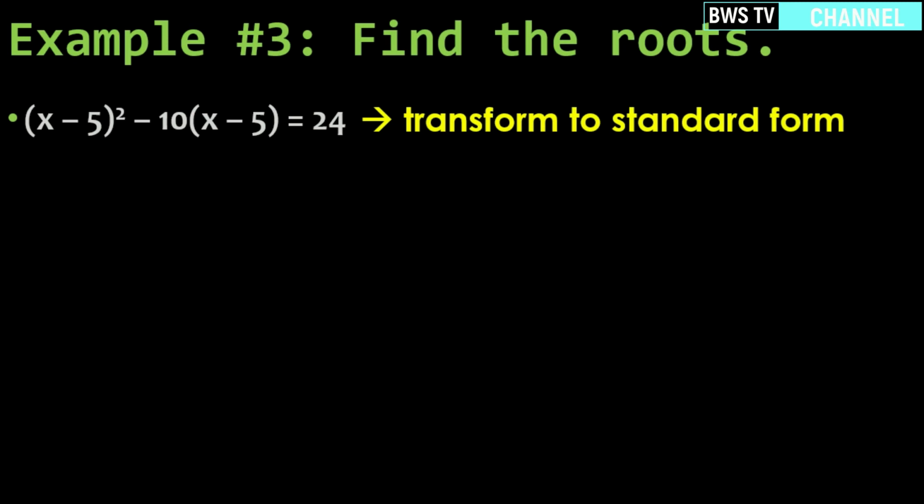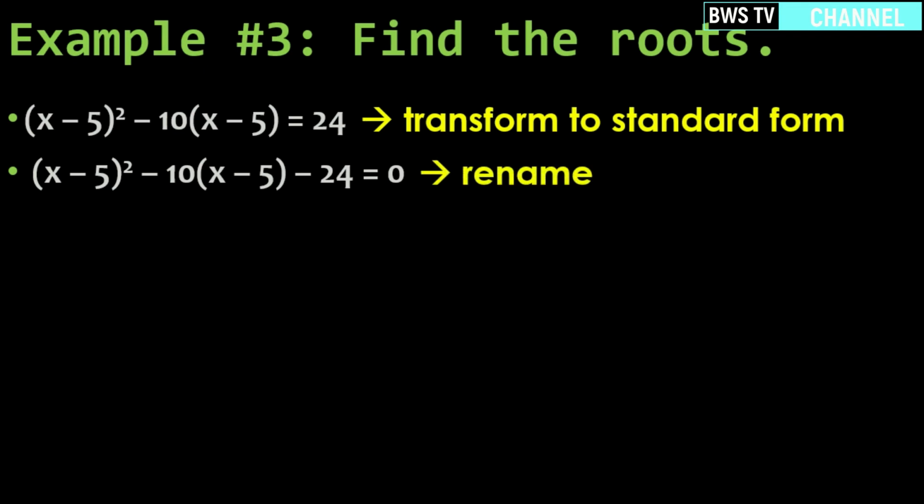So we have now example number 3. Find the roots. We have the given equation: quantity x minus 5 squared minus 10 quantity x minus 5 is equal to 24. First step, we have to transform into standard form. Then we have now the standard form. After we transform into standard, then we need to rename. So, what will we do with the renaming?